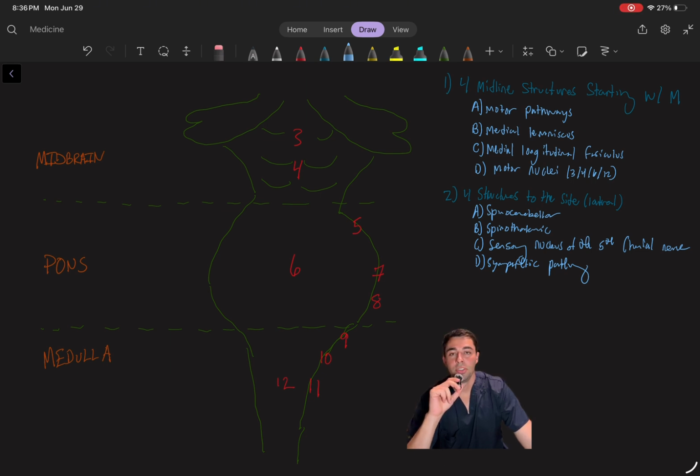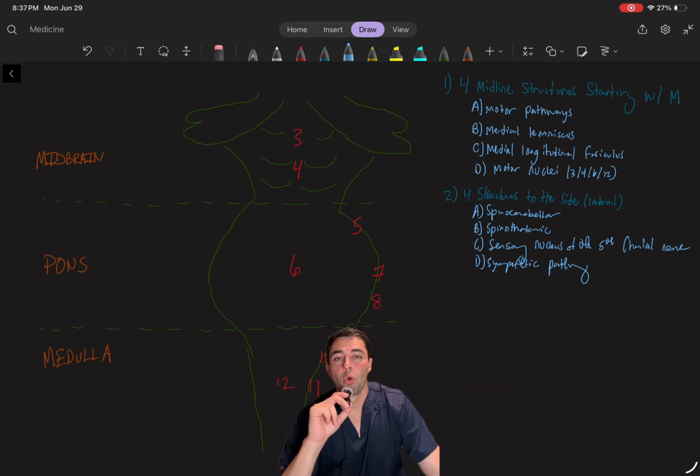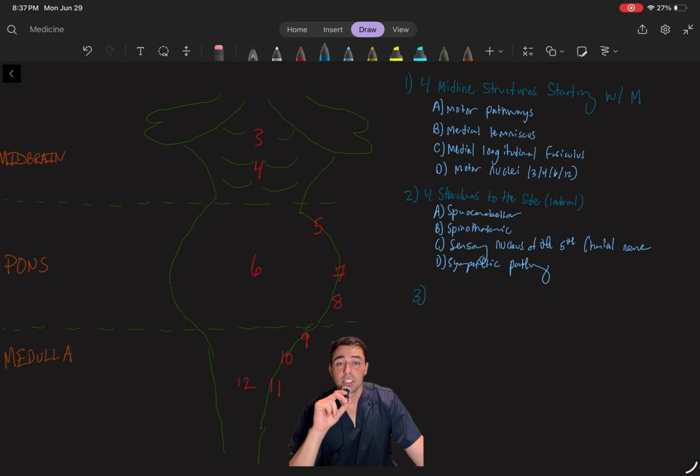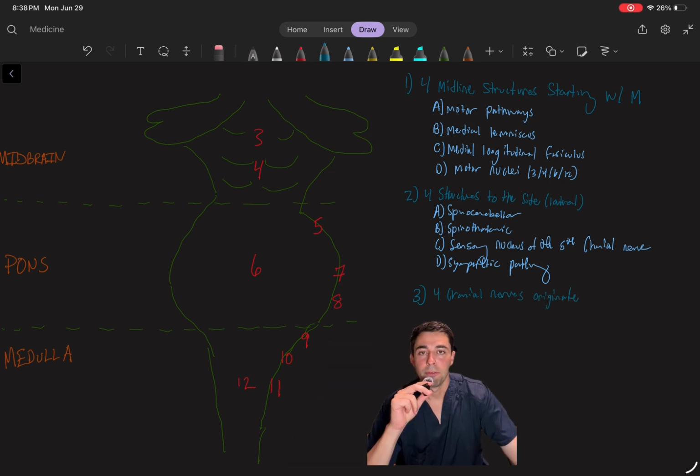Third, the sensory nucleus of cranial nerve 5. This controls pain and temperature to the face. The fourth structure that begins with the letter S is the sympathetic pathway. A lesion here will cause a Horner syndrome, which results in the loss of the sympathetic pathway. What this causes is ptosis, same side drooping of the eye, as well as miosis, which is a small constricted pupil. Lastly, the 4 motor cranial nerve nuclei.